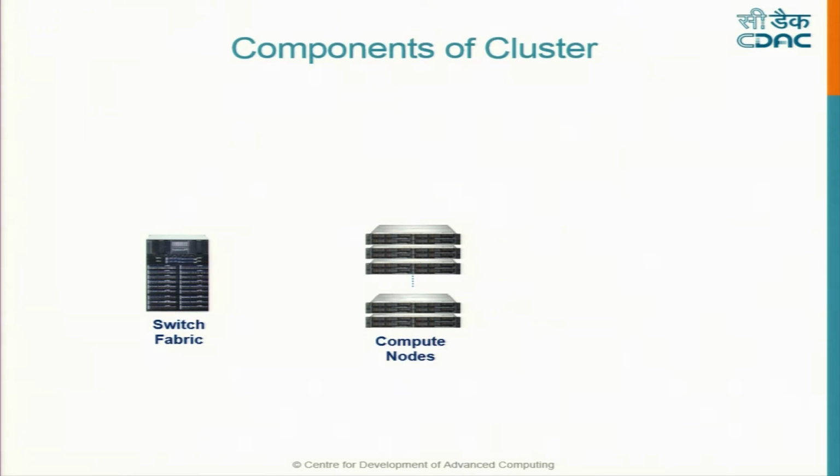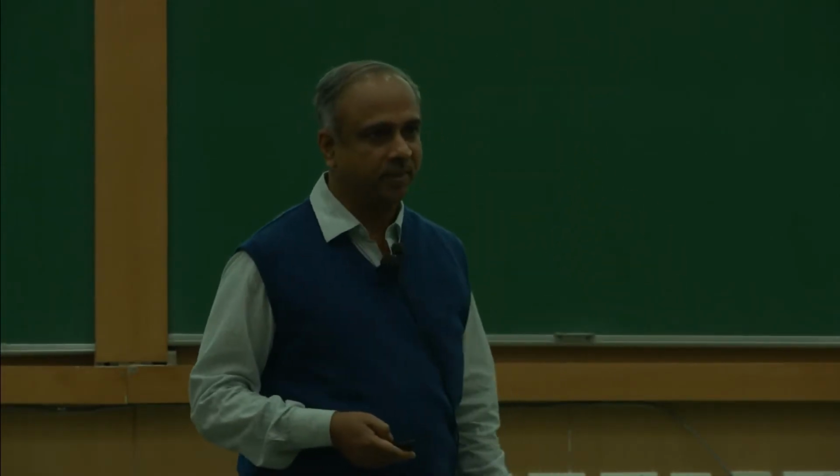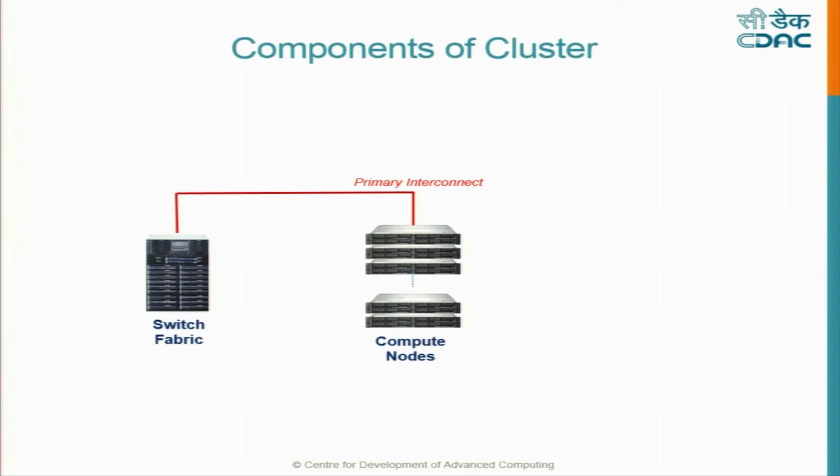ParamNet is one that CDAC builds. Similarly, InfiniBand, HDR, FDR, various rates, 100 gigabits per second, 200 gigabits per second, you get those kinds of networks. This is called a primary interconnect, which binds all the nodes together. If one compute node wishes to share some data with another, it will go through this switching fabric. This is the engine of your supercomputer, which does all that is required to run your program.